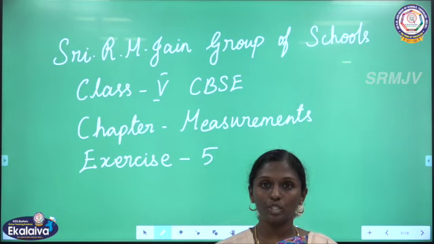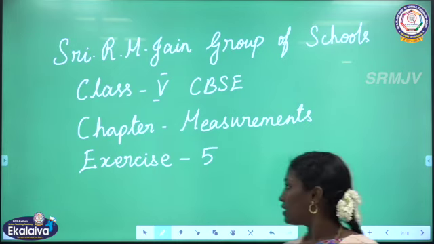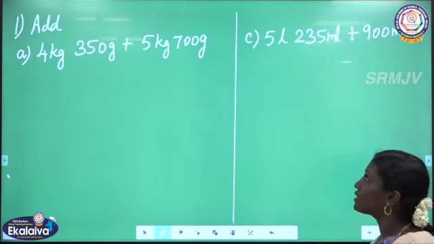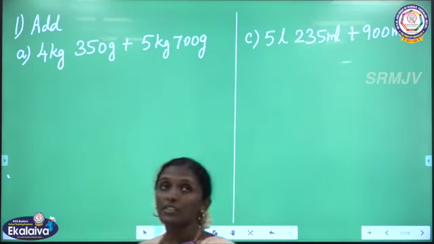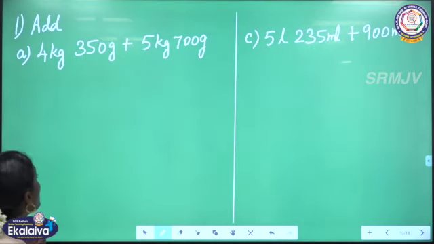Today we are going to do the problems in exercise 5 from the chapter measurements. The first question we are going to add the given units. Okay, first question: 4 kilogram and 350 gram, 5 kilogram and 700 gram.